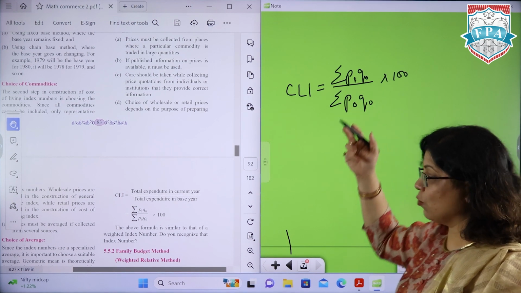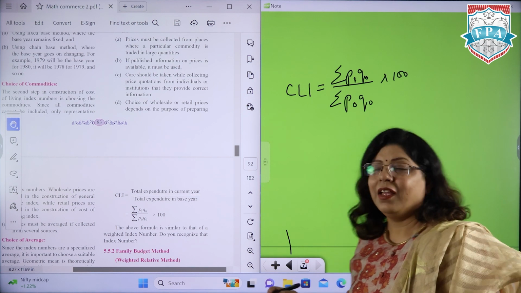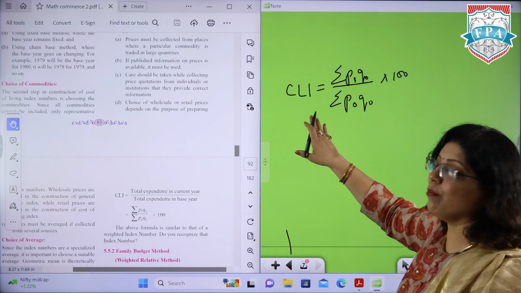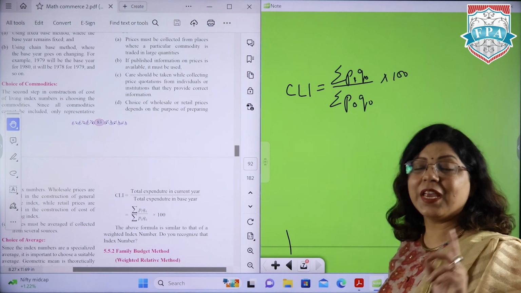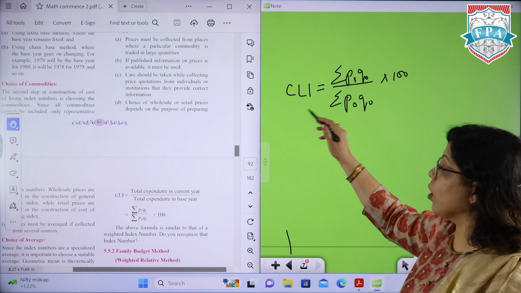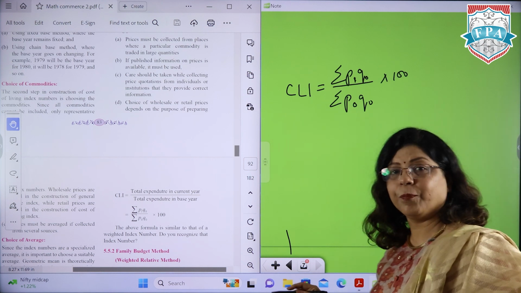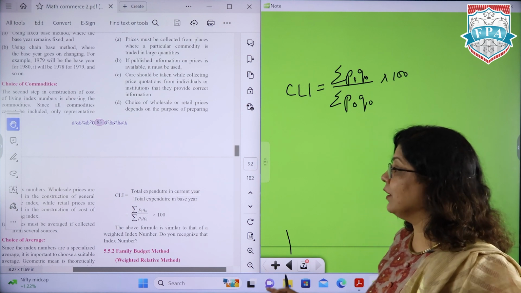Just a little while ago we did Laspeyres' formula. He has used the same thing. He has used the base year quantity as the weights to get the answer. So the basic formula of the cost of living index is that only. Okay. Then we have the second method.